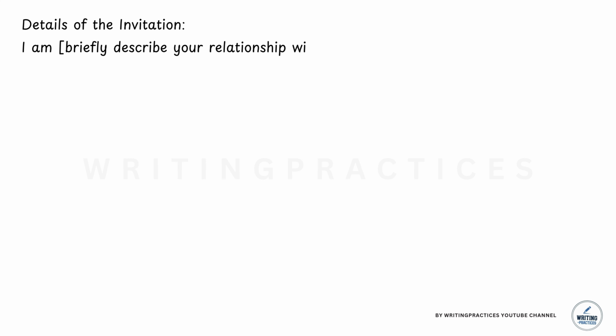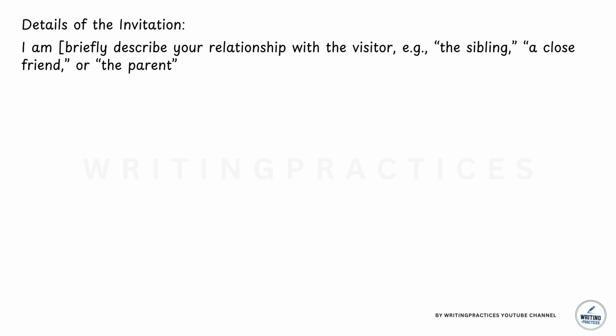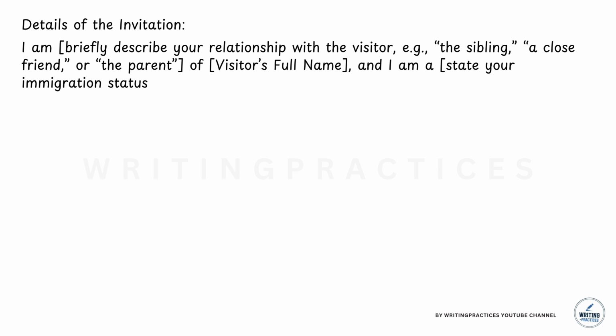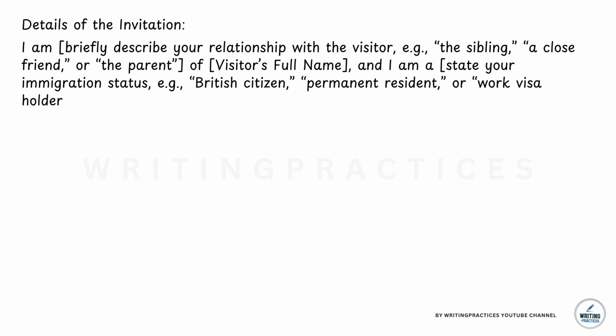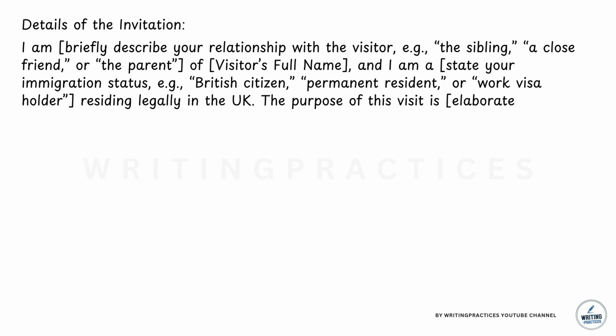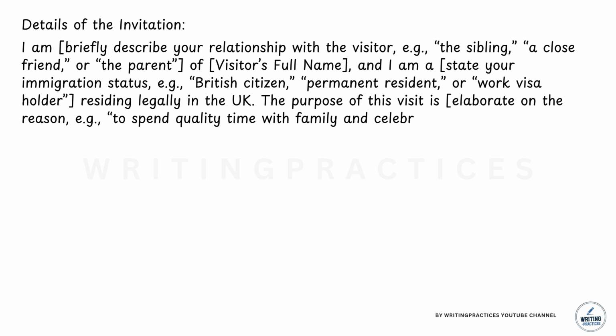7. Details of the invitation. Elaborate on your relationship with the visitor and your immigration status in the UK. This information establishes the legitimacy of the invitation and your capacity to host. For instance, I am the sister of Jane Smith, and I am a British citizen residing legally in the UK. The purpose of this visit is to spend quality time together and celebrate our parents' 50th wedding anniversary.